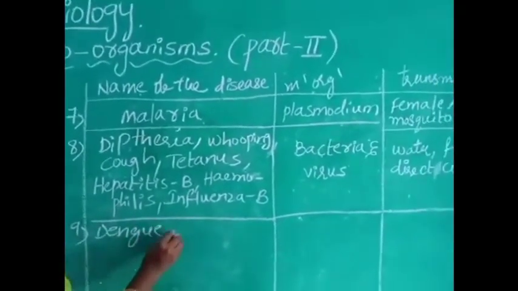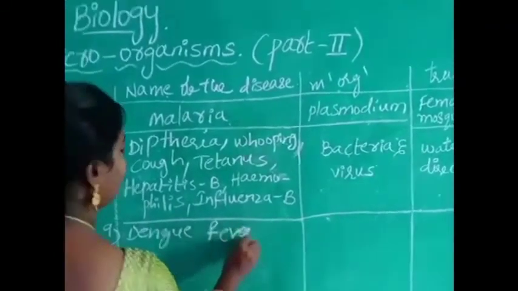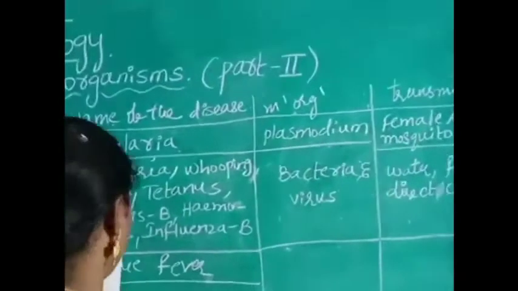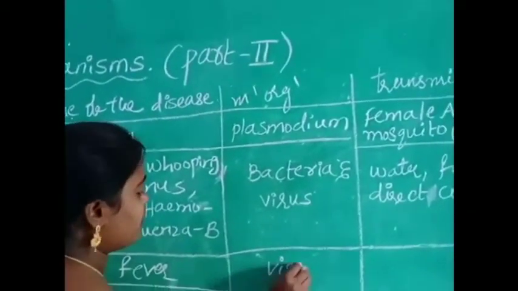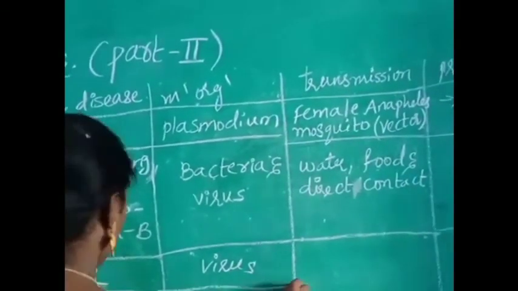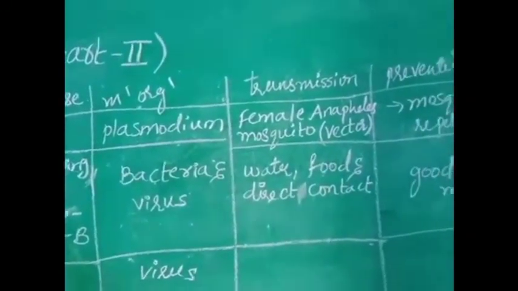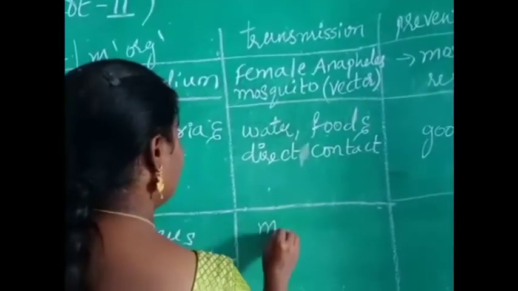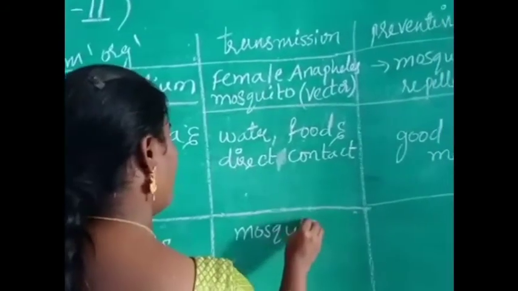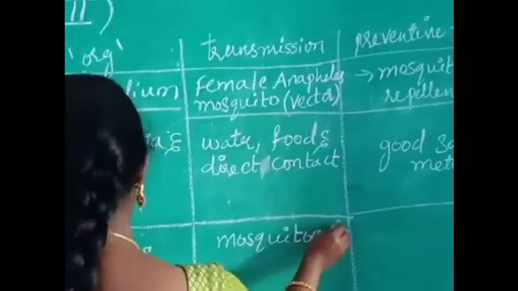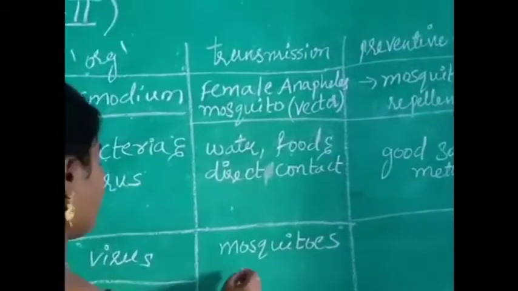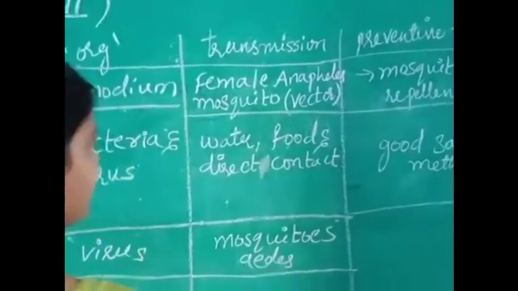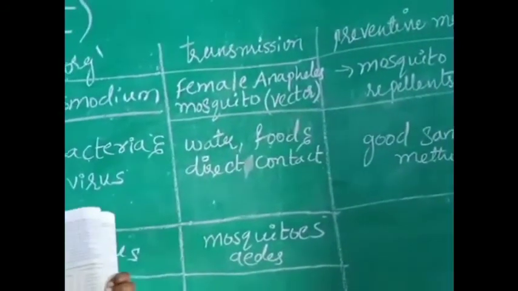Okay, dengue fever. Children, do you know dengue fever? It is a type of disease caused by a virus. The mode of transmission is through mosquitoes. What is the mosquito? Aedes. Okay, Aedes is a type of mosquito that causes dengue fever.